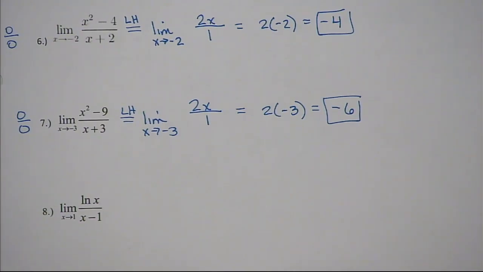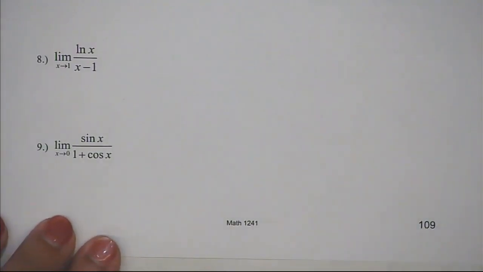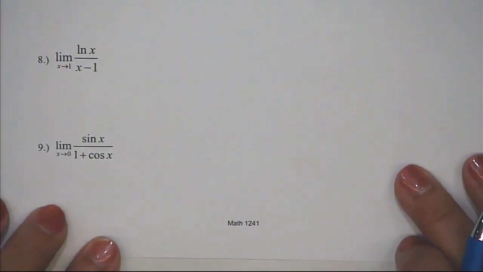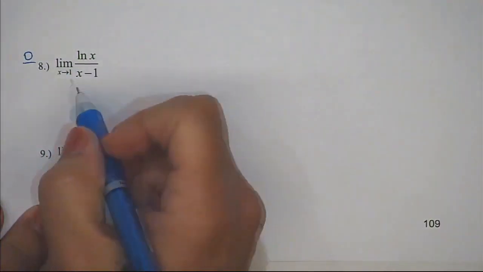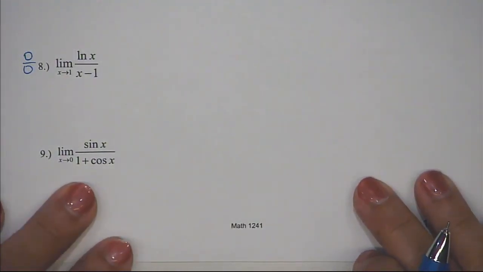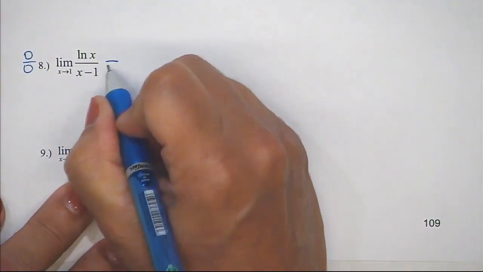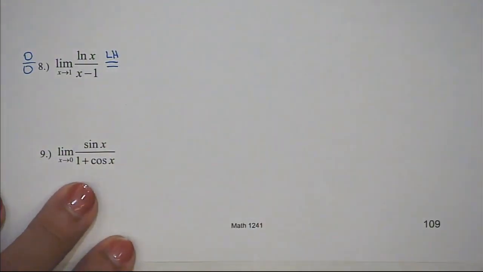All right, number 8. Let's put 1 in there. So the natural log of 1 in the top is 0, and 1 minus 1 in the bottom is 0. Okay, so there's an indeterminate form. So this would be one where you'd want to do L'Hopital's rule. You can't do anything much with natural log otherwise.